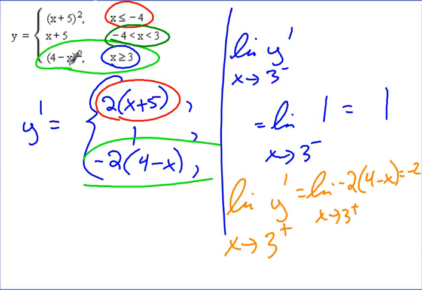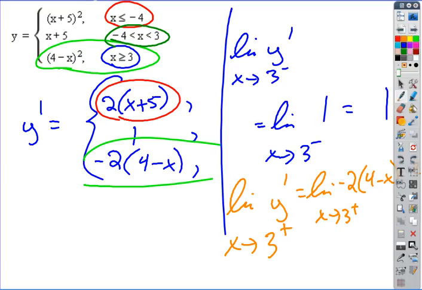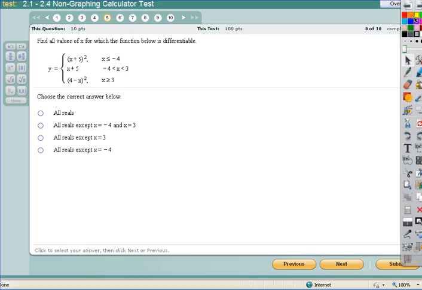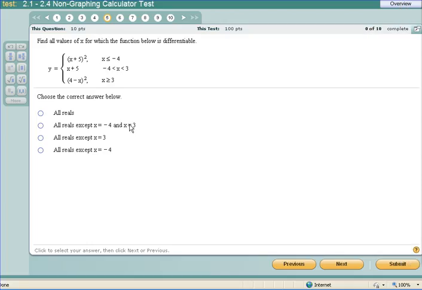Can you go back to the question? Oh, yeah, I forgot what that was. Okay. Find the values of x for which the function below is differentiable. So it would be all real numbers except negative... that one, right?